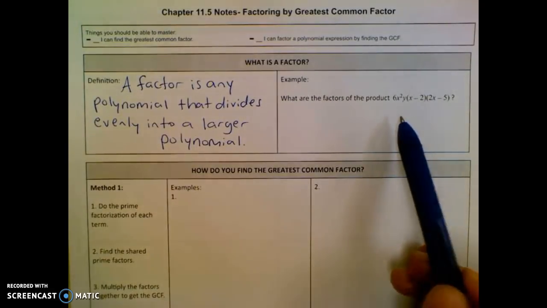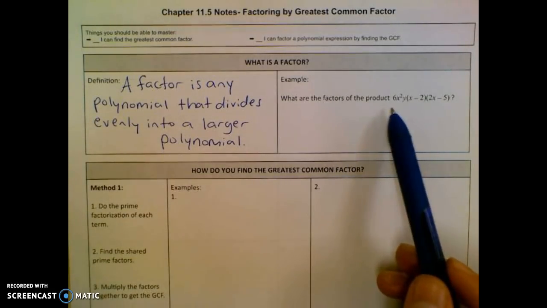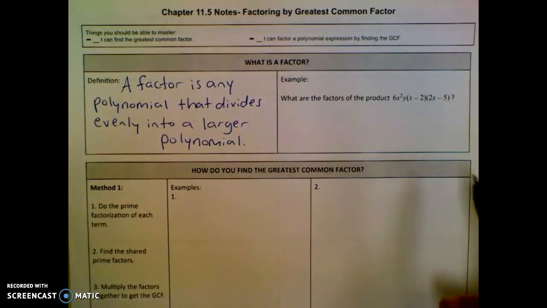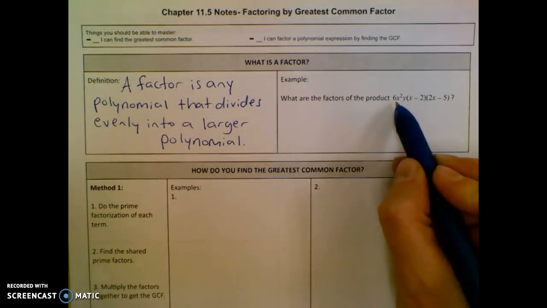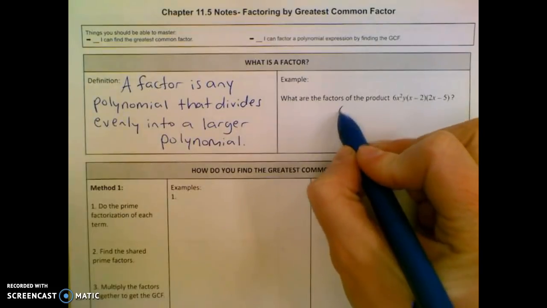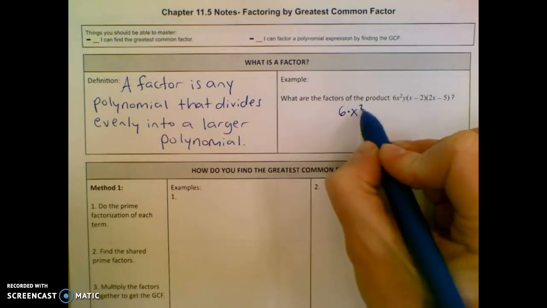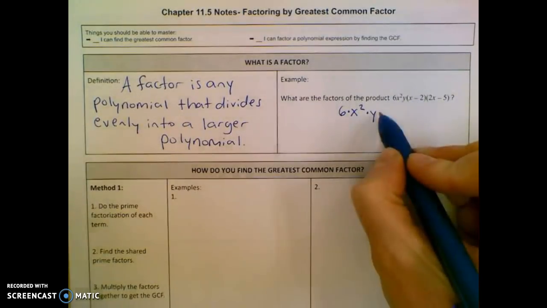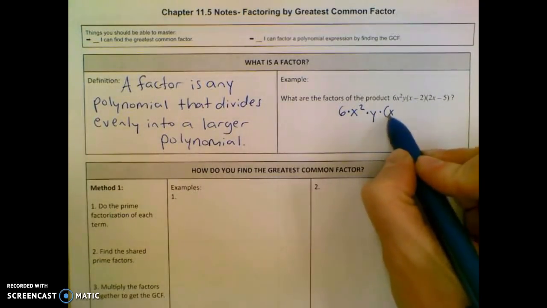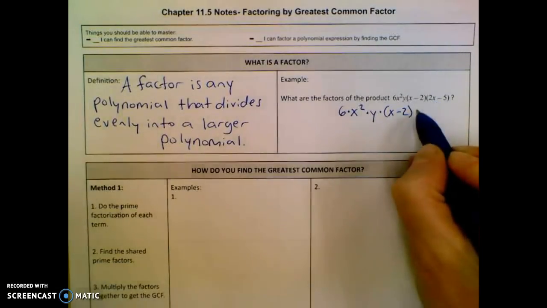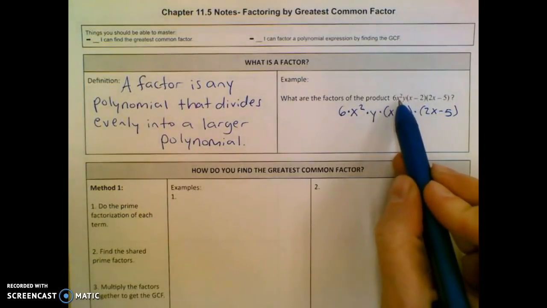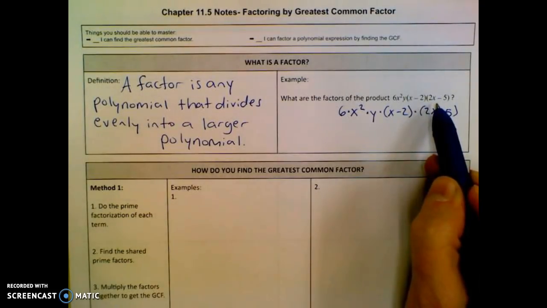So if we look over here, what are the factors of the product? This product means lots of things are multiplying to make this large thing here. So we're just going to break it apart. What things are multiplying? Well, right here I have 6 times x squared. So I'm going to write 6 times x squared times y. And these things are touching, so it's also times x minus 2 times 2x minus 5. All of those things are touching, so all of those things are multiplying.